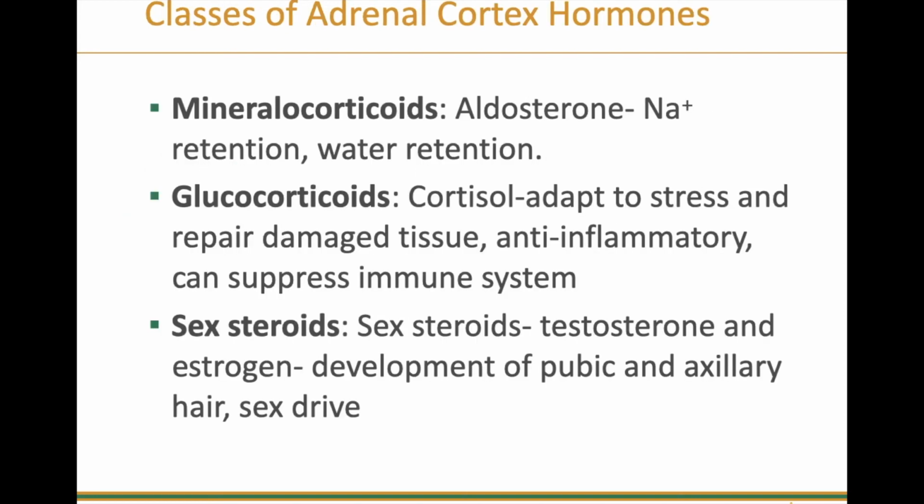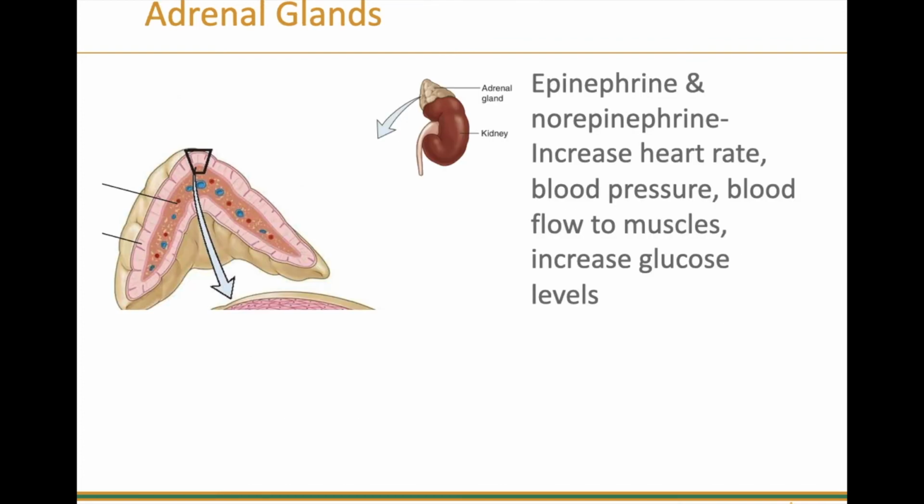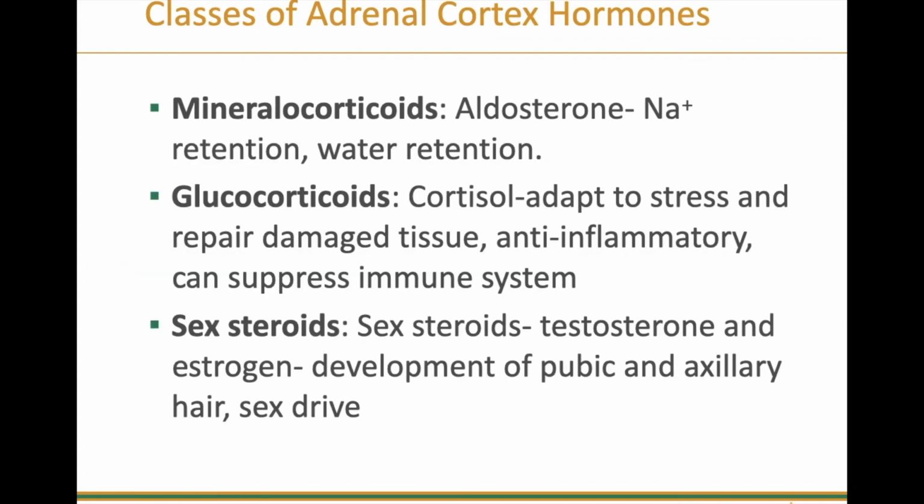And then if we look at the adrenal cortex, so that would be the inside part, it releases mineralocorticoids. The main one is aldosterone. Glucocorticoids, the main one is cortisol. And then the sex steroids, testosterone and estrogen. So adrenal cortex releases aldosterone, cortisol, testosterone, and estrogen.